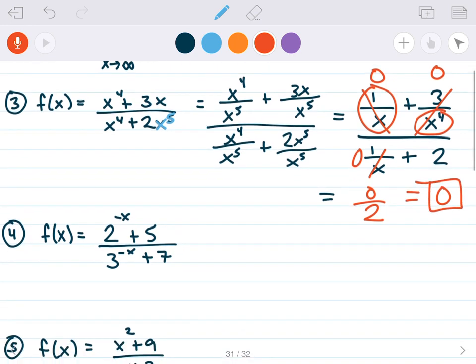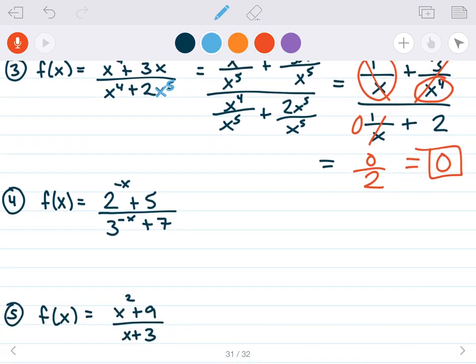All right, let's look at number 4. I don't like negative exponents, so the first thing I'm going to do is actually rewrite this. 2 to the negative x, guys, is the same thing as 1 over 2 to the x. So I'm just rewriting this before I do anything. And on the bottom, I have 1 over 3 to the positive x. I just don't like negative exponents.